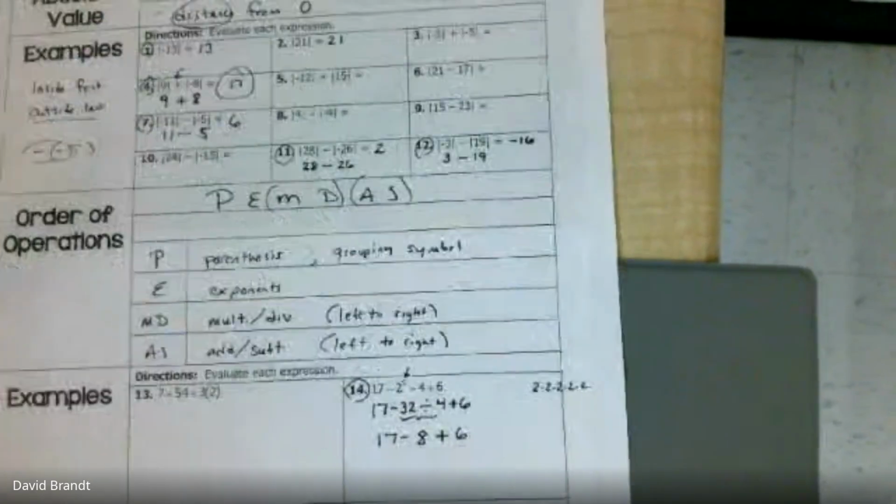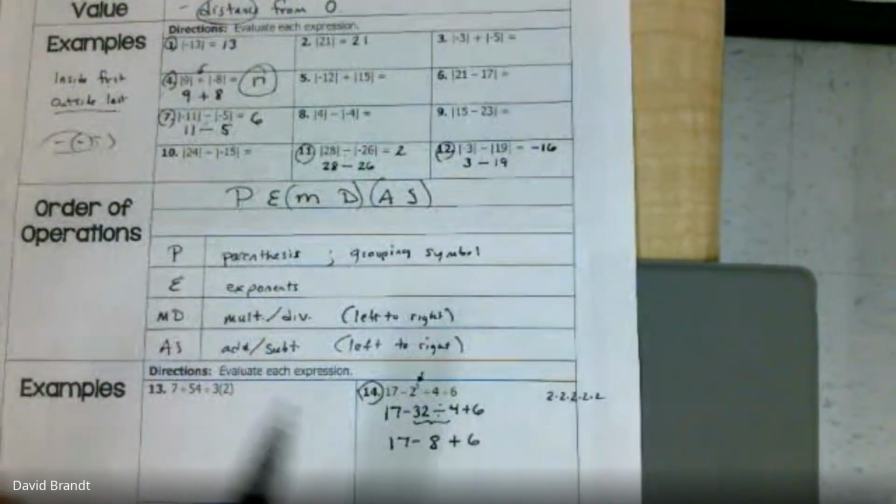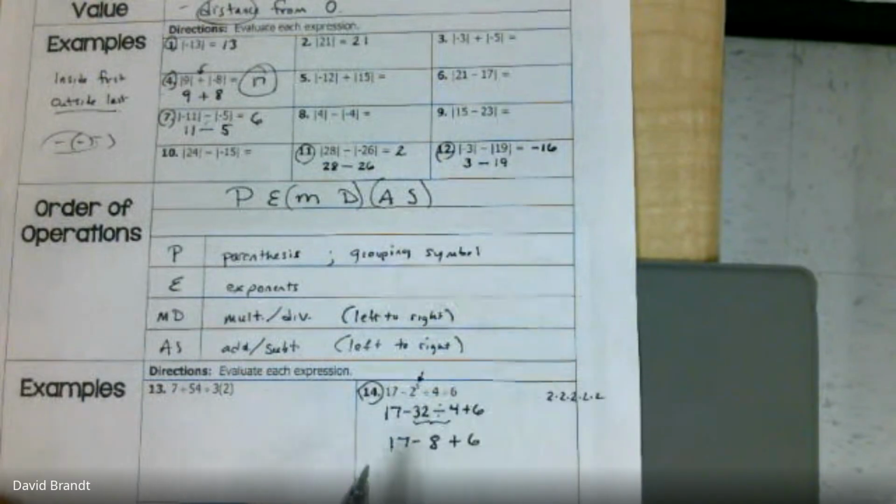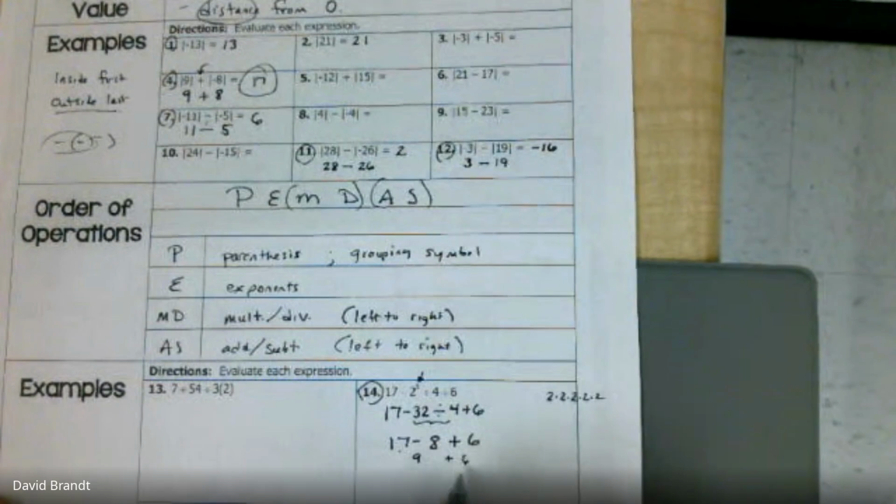Okay. Now we have addition and subtraction in the same problem. We don't necessarily do addition first. You just go left to right. 17 minus 8 is 9. And then 9 plus 6 is 15.